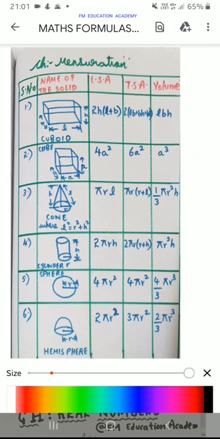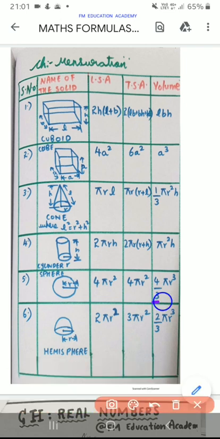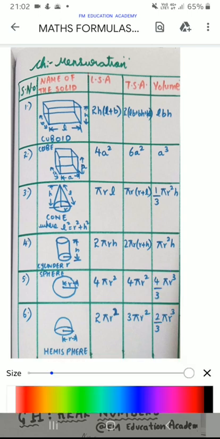Then similarly here also volume gets divided. Since you have 4 here, if you divide 4 by 2, you will get 2. So what is the volume of hemisphere we have? 2 by 3 pi R cube.